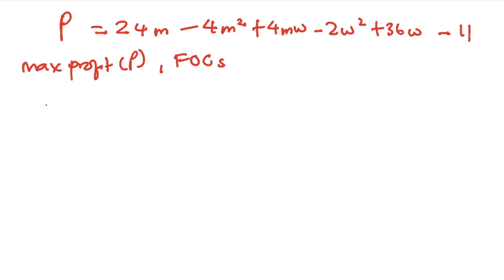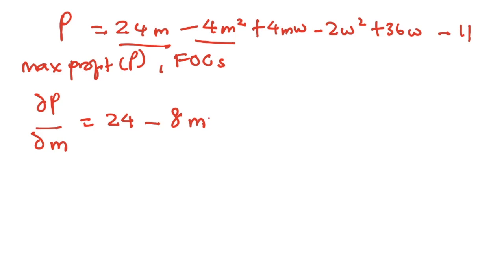First we do it with respect to cheesecake, which is M. So delta P, delta M. We differentiate the profit function with respect to M. What do we get? We get 24, and then differentiating this becomes minus 8m only. I hope by now you know how to differentiate this. And then plus 4w, because you have m here, and w is not differentiated, so it becomes a constant. And then minus this. Do you see any m? No, it becomes 0, isn't it?